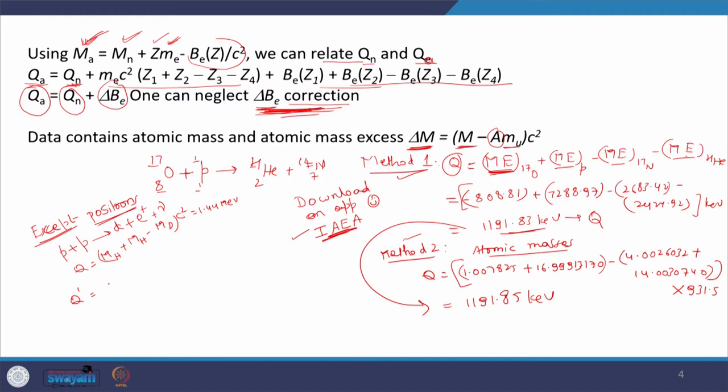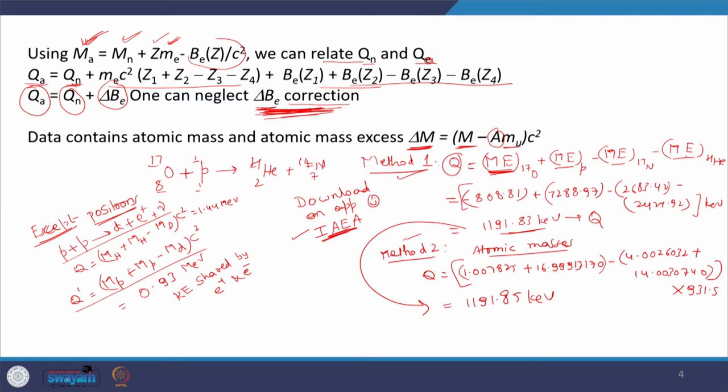Okay? So, Q value, if you take the nuclear masses, mass of proton plus mass of proton minus mass of deuterium, times c square, it gives 0.93 MeV, because the kinetic energy is shared by positron and electron. Okay? So, this highlights the importance of taking atomic masses and nuclear masses while dealing with the binding energy correction. So, this is all about some basics of Q value of the nuclear reaction and the calculations.